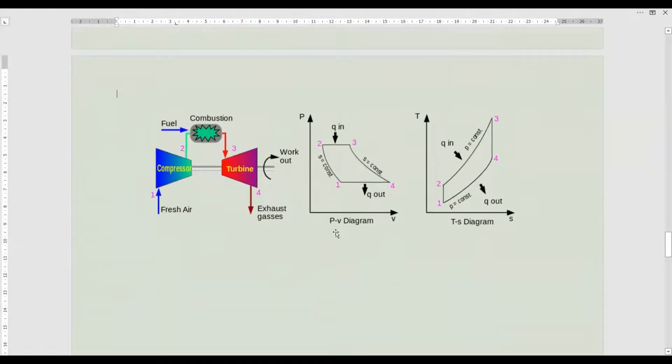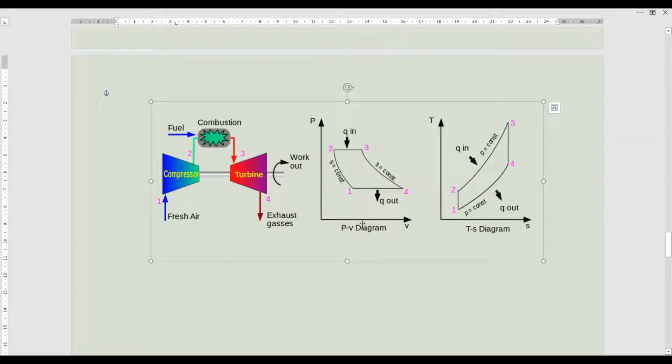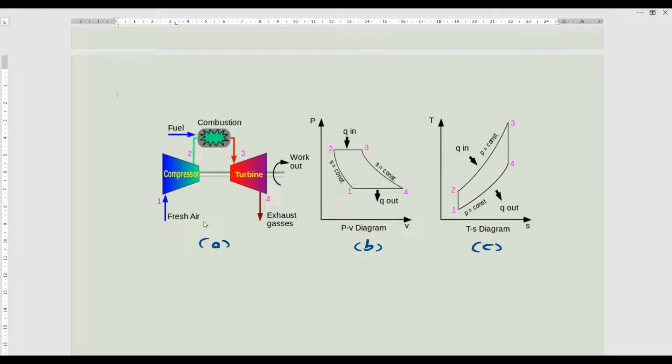So I have taken these pictures. This is the diagram. And dear student, just have a look at the first diagram. Let me call it as A. This one I will call as B. This one I will call as C. So pictures B and C are the PV and TS diagrams of this Brayton cycle.